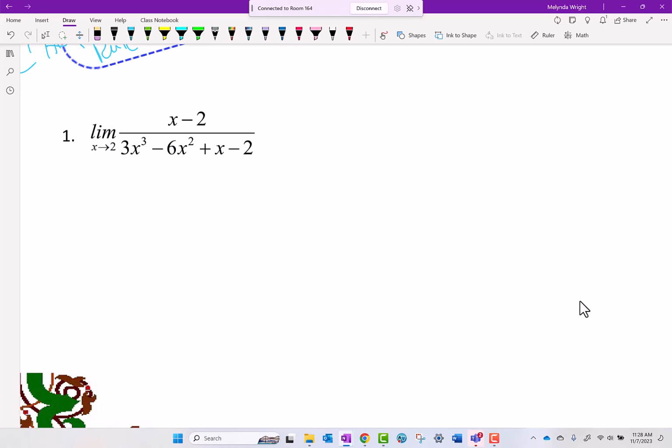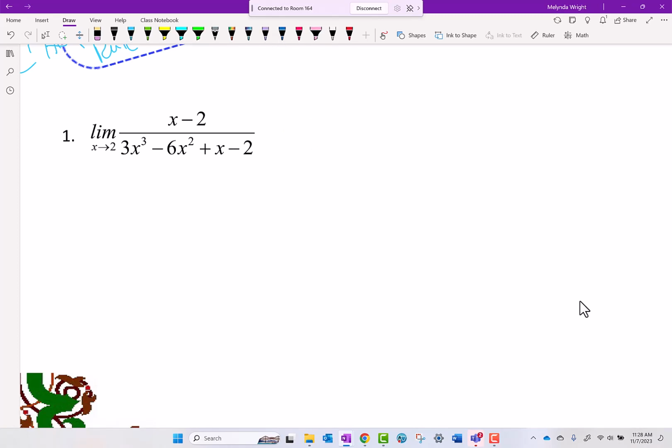0 over 0. Okay. So we're not allowed to say equals 0 over 0. That is not a thing. We would lose points for that. We can't say that. We can't even say arrow 0 over 0. They're very, very picky about this. So what do we have to do?